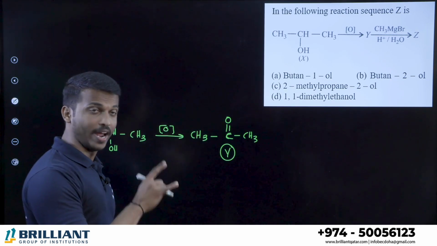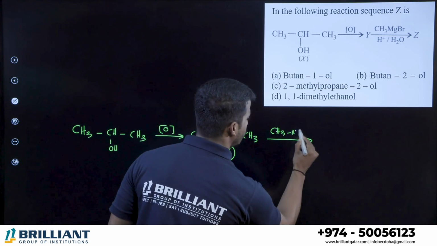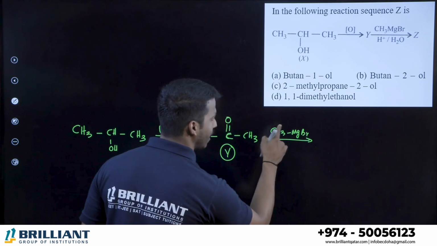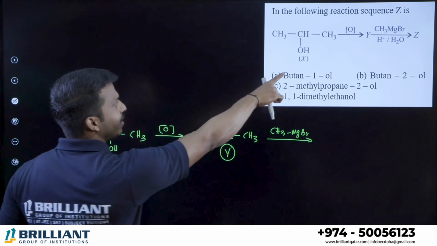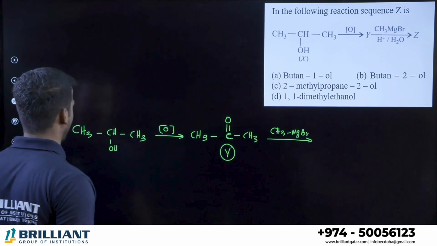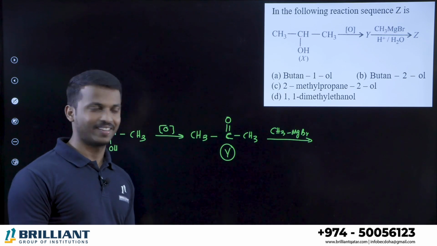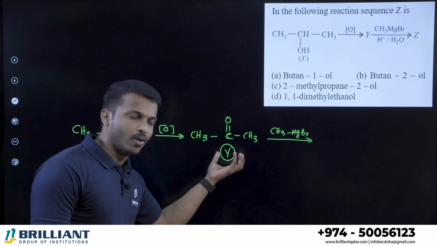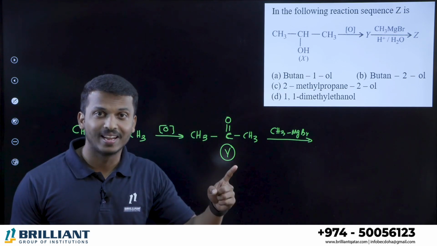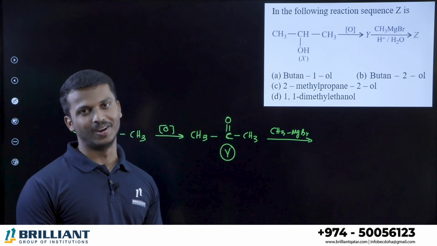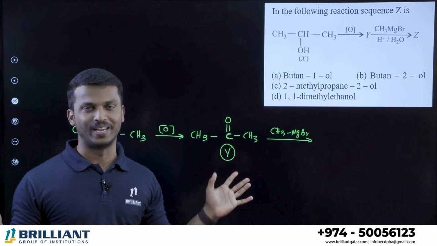This is the compound Y. It's reacting with CH3MgBr, methyl magnesium bromide, that is the Grignard reagent. Second, they are treating with acid hydrolysis. Okay, let me carry out this reaction first. We already studied that when a ketone reacts with a Grignard reagent, you always get a tertiary alcohol. So you can fix your product always. It's a tertiary alcohol here, right?